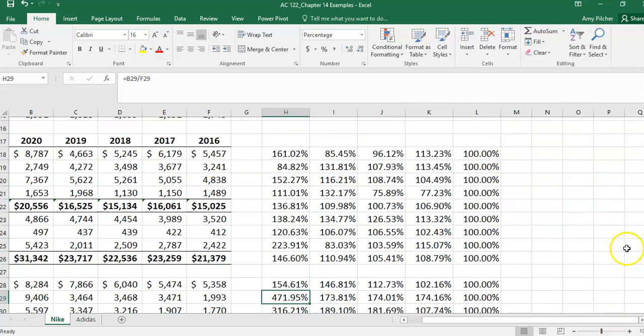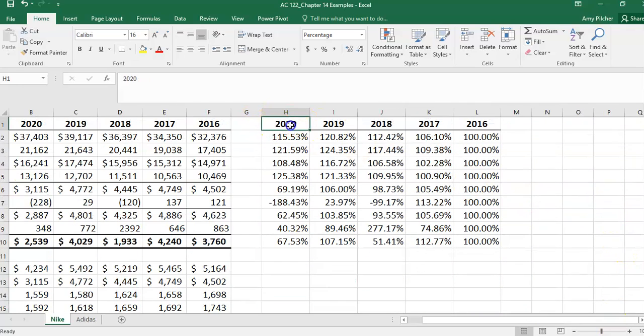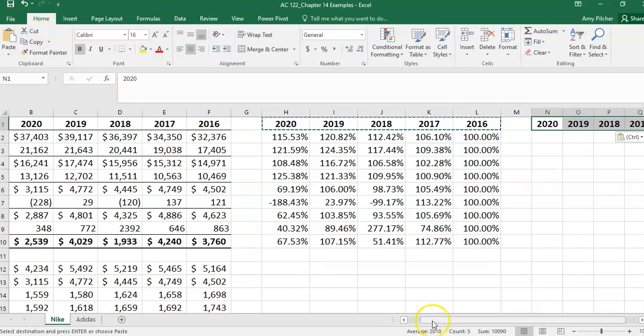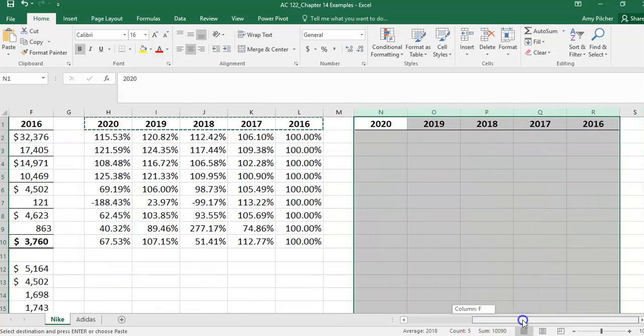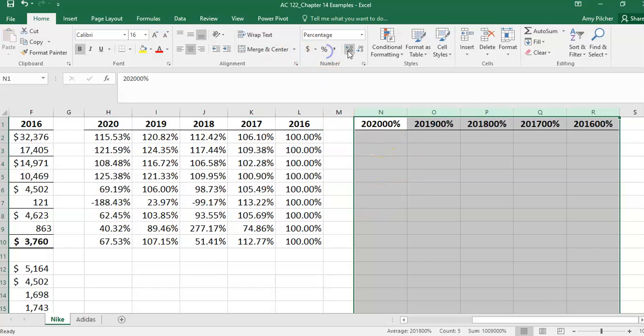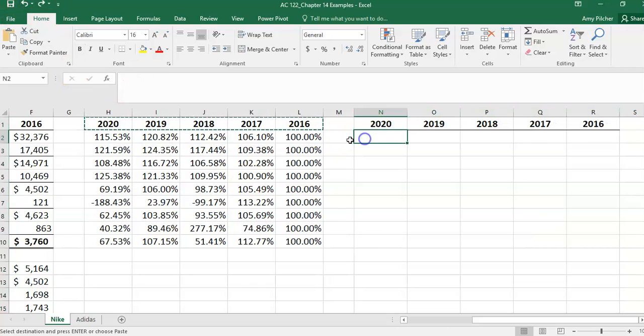So we also want to do horizontal or vertical analysis. That was our horizontal analysis. Now we want to do vertical analysis. Vertical analysis is also called common size financial statements. So we're going to do a common size income statement and a common size balance sheet. What this information shows, percentages.